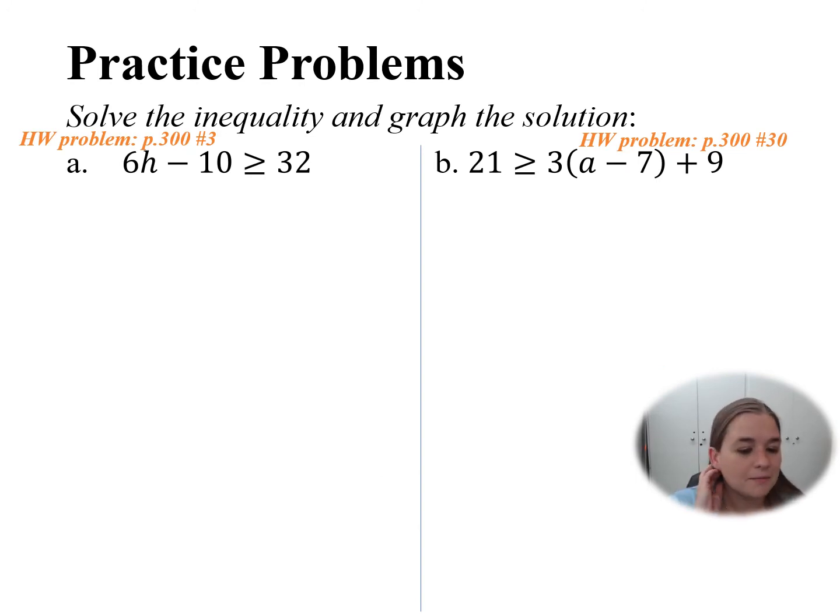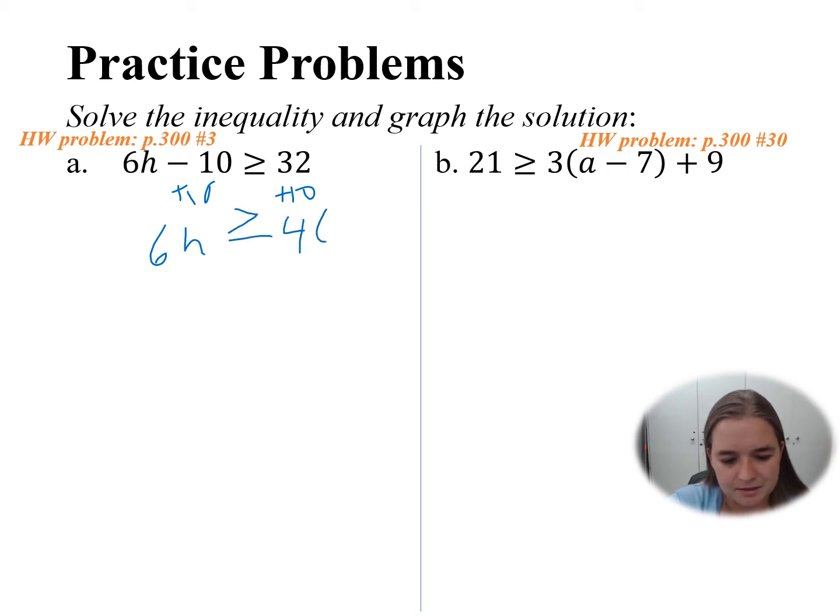So for our practice problems today, I have a bunch of questions out of the homework. So if you're following along with this video, you'll have a good start on your homework. The first one is from page 300, number 3, and I want to solve and graph. To solve it, I'm going to follow my equation solving skills to isolate the variable. First step is to add 10 to both sides, and I get 6h. Addition and subtraction, my symbol does not change direction. Oops, 42, not 6.